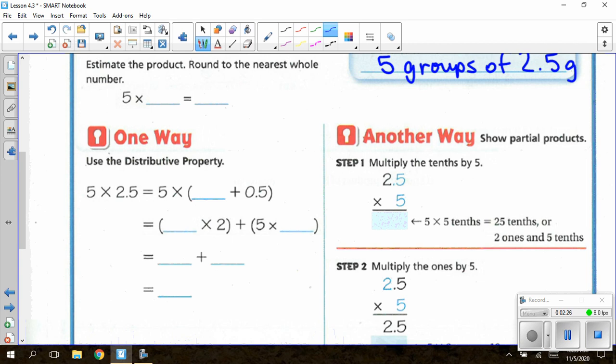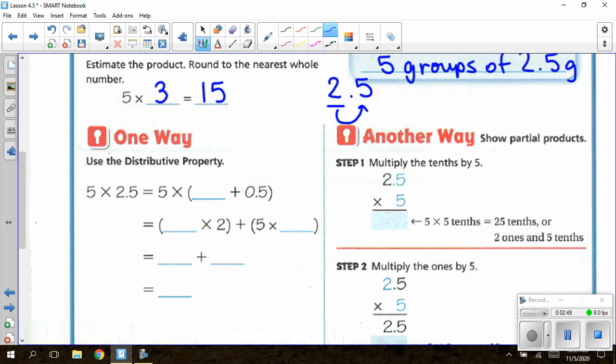So if I'm rounding to the nearest whole number with my 2 5/10 grams, remember I'm rounding to the ones place. My 2 is in the ones place, so I need to look at the 5. The 5 does tell my 2 to round up. So to find my estimate, I would take 5 times 3, which we know is 15.